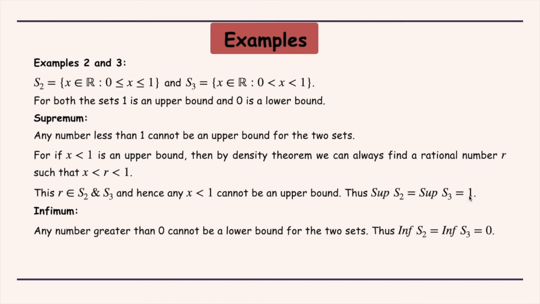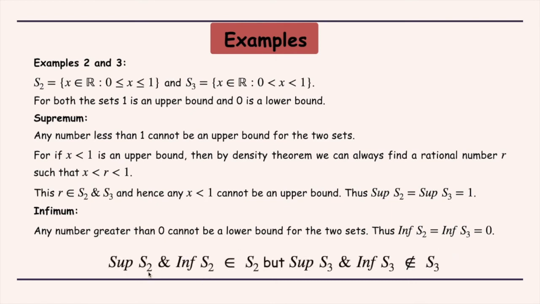Using a similar kind of reasoning for the lower bound, we can again check that anything which is greater than 0 cannot serve as a lower bound for the two sets, and hence the infimum of the two sets S2 as well as S3 is 0. From all this we can also note one more thing: the supremum of the set S2, which is 1, and the infimum of the set S2, which is 0, belong to the set S2. But the supremum as well as the infimum for the set S3, which are again 1 and 0, do not belong to S3, because S3 does not contain the boundaries. It does not contain 0 and 1.